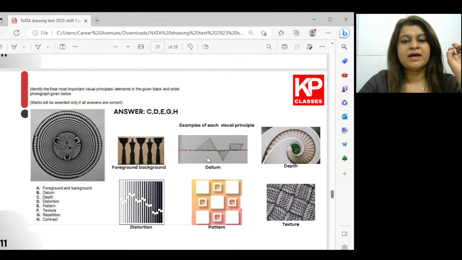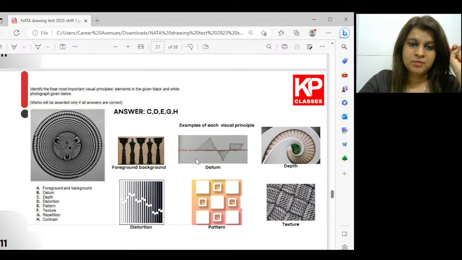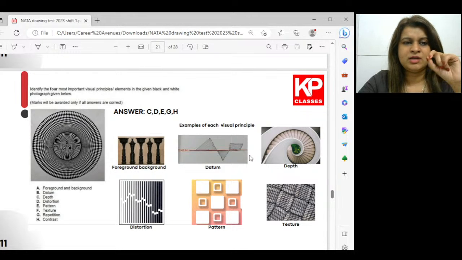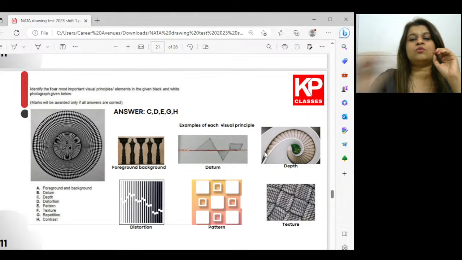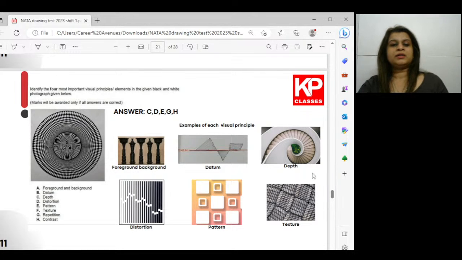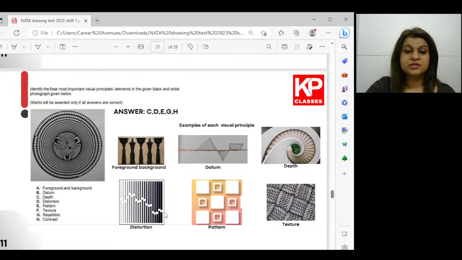Then I have given you an example of datum, where you have a particular line. Remember in that image where we saw a 3D form in red and green, which somewhere symbolizes an abstract rhino? There we had a line. That is the datum line, which supports particular elements and goes through certain elements. Then we have depth over here. Distortion is also here. I have given you examples of distortion, pattern, and texture.